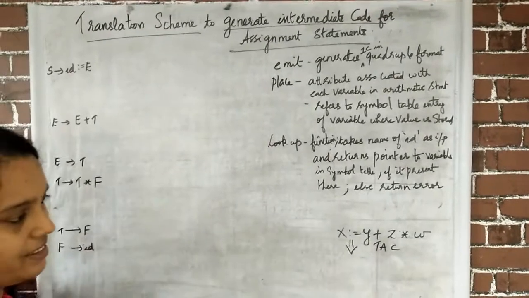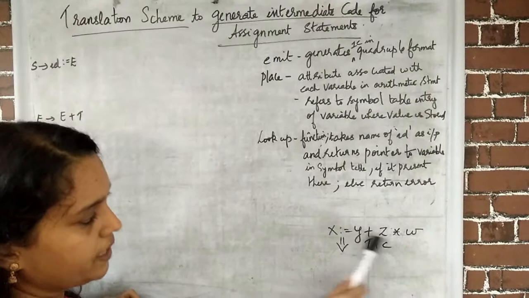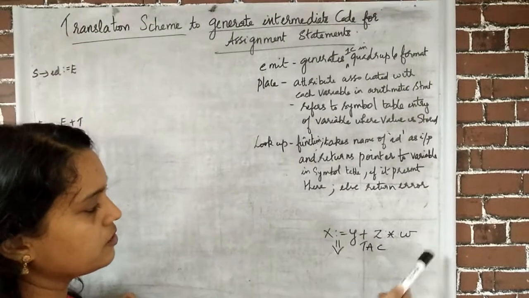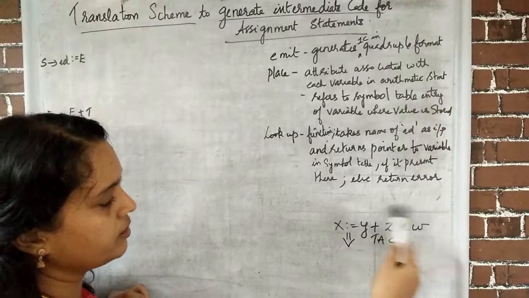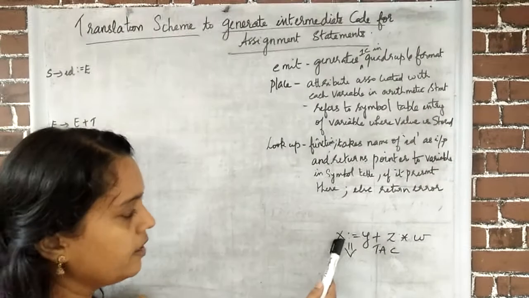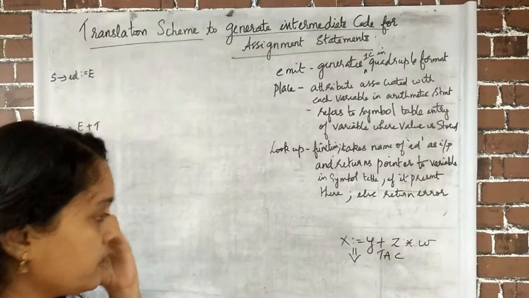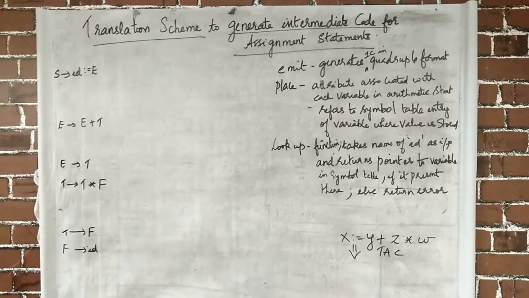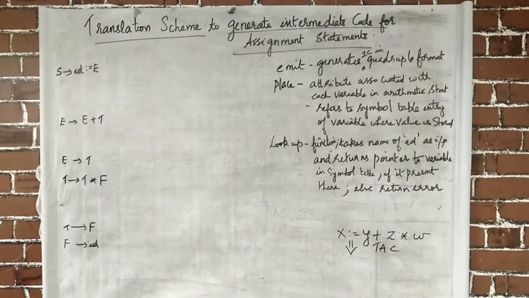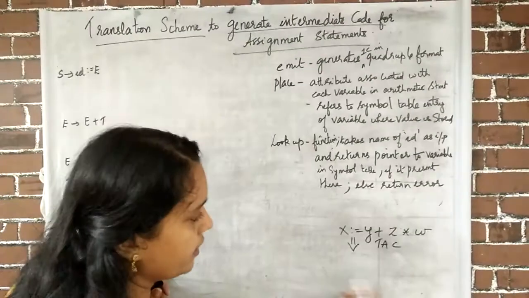We can see that this is an arithmetic expression which involves a plus operator and the star operator. So the value of the right hand side, y plus z star w, is being assigned to the variable in the left hand side, that is x, right? We have already discussed how to write the three address code for different statements. So let us write a three address code for this particular statement.